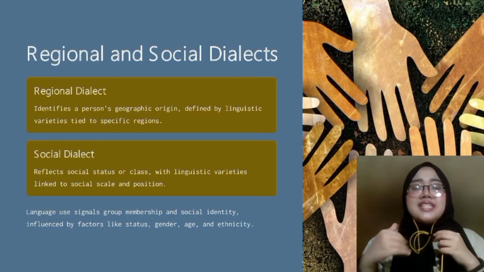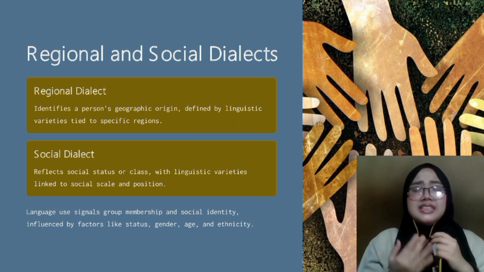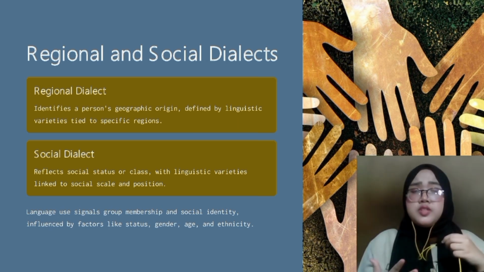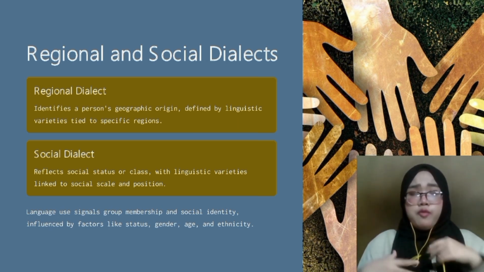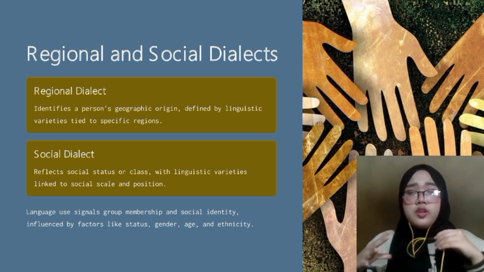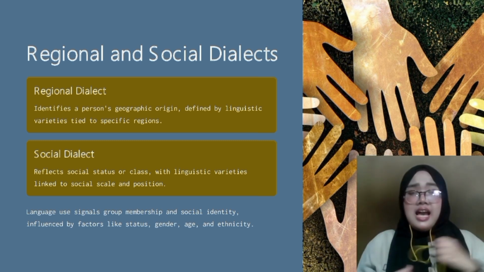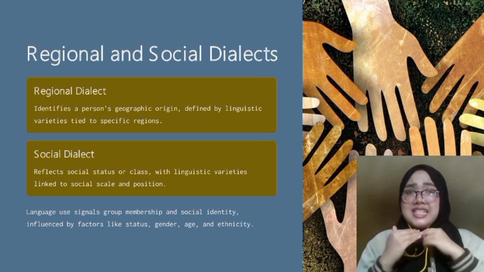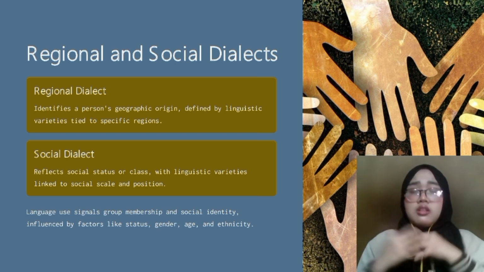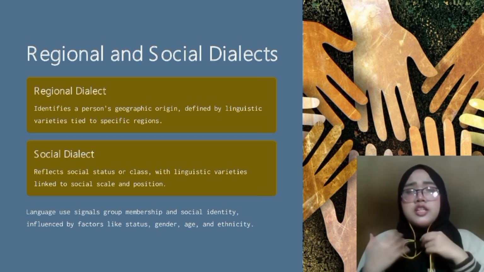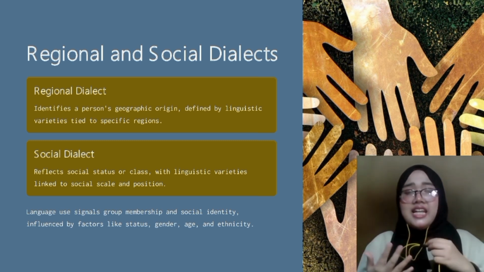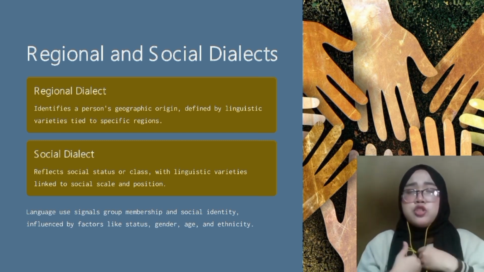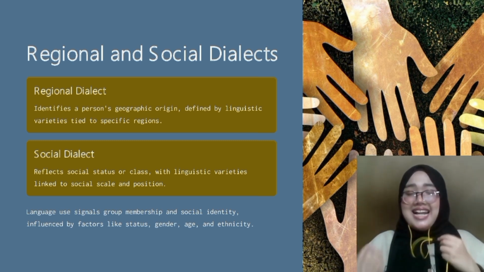There are two main types of dialects. A regional dialect shows where someone is from geographically. For example, someone from Manchester will speak differently than someone from London. A social dialect, on the other hand, reflects someone's social background, like their class, education level, gender, age, or ethnicity. The way we speak can show which group we belong to in society.